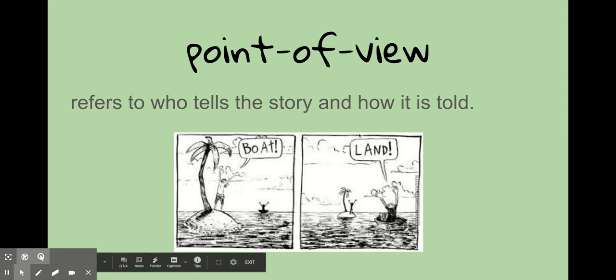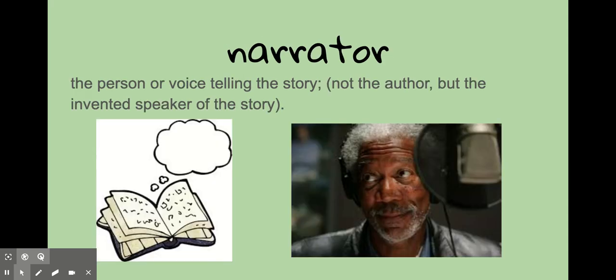Then the comic flips that on its head, and we see from the perspective of the man in the boat. He's telling the story now, and he's got a different story to tell because he's so excited to see land. He's been floating around. So neither of them have been rescued, but we see the story from their different perspectives, from their different points of view. And depending on who's telling the story, we're going to get a different story. So if you've ever been asked in class to write from the perspective of a different character, it changes the story because different characters see things different ways.